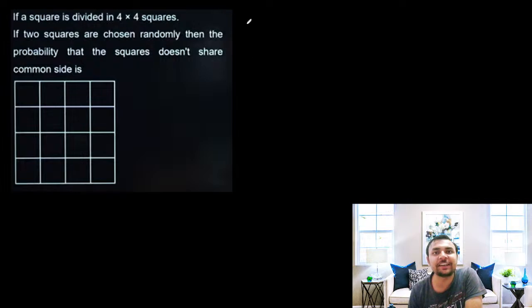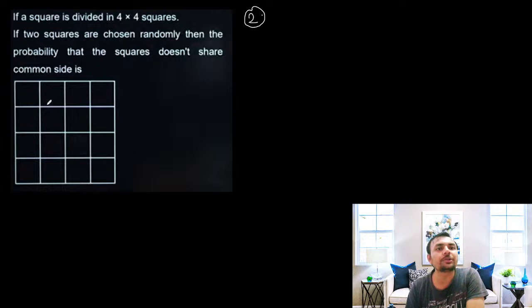So this is the second question. A square is divided into 4 by 4. If two squares are chosen randomly, then find the probability that the squares do not share a common side.